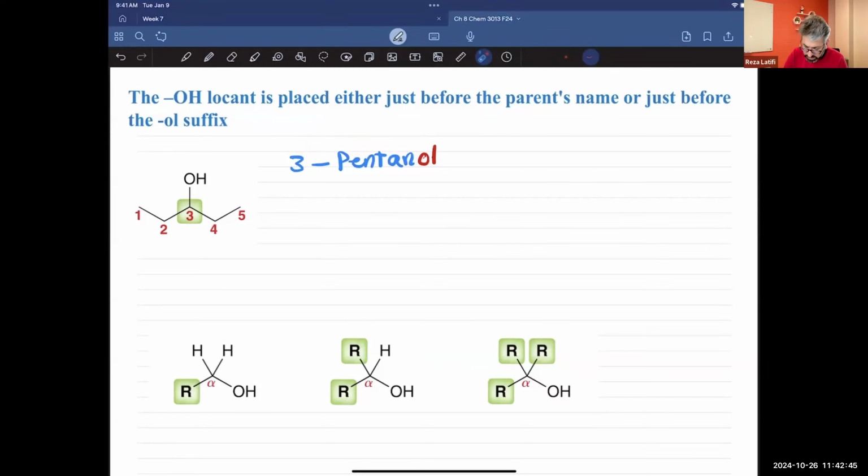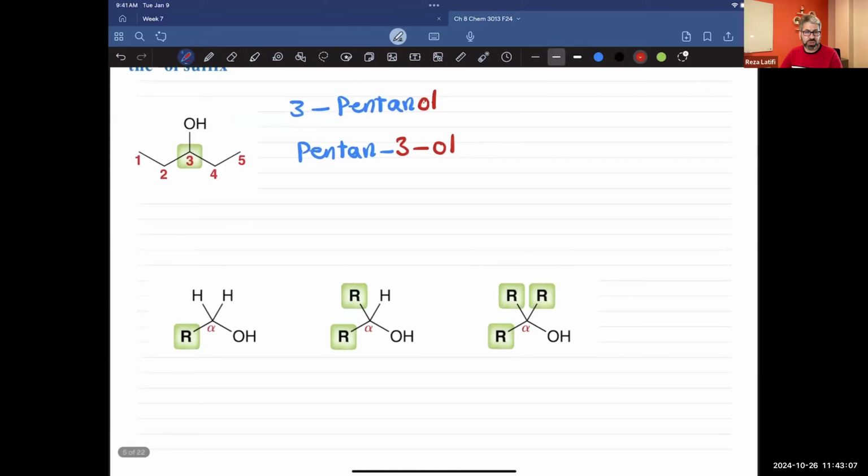In that case, you will get pentane, then a dash, and you say 3, then you say OL. That's another way to name it. So 3-pentanol or pentan-3-ol. As you see, we got 2 names for the same chemical compound.